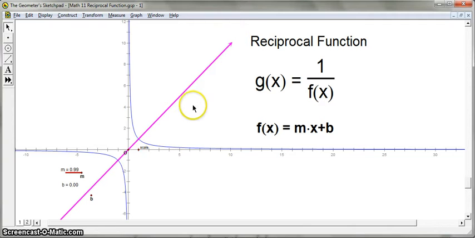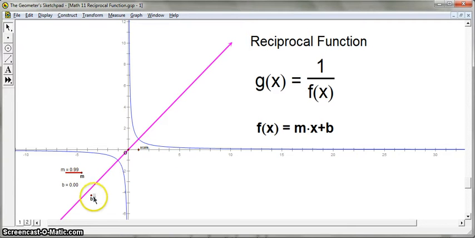Next is the invariant point. Do you see the pink and blue? They cross at 2 points. Where do they cross? They cross at 1 and they cross at -1. Because 1 and -1, when you take the reciprocal, are still 1 and -1, so they don't change, which is called invariant. They didn't change, invariant points. Finally, all the straight line portions will become a curve.